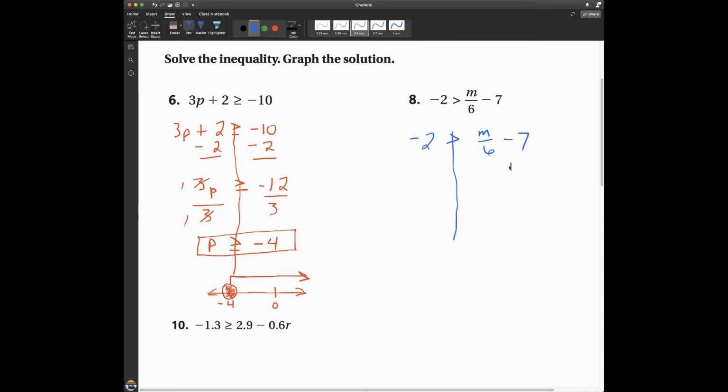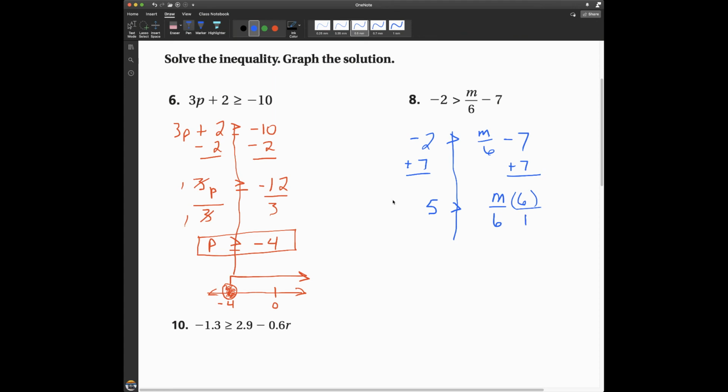What do I do first? I add 7. I add 7 to both sides. And that leaves me with m divided by 6 on the right-hand side. And negative 2 plus 7 is positive 5. Now to get m all by itself, let me multiply this side by 6.